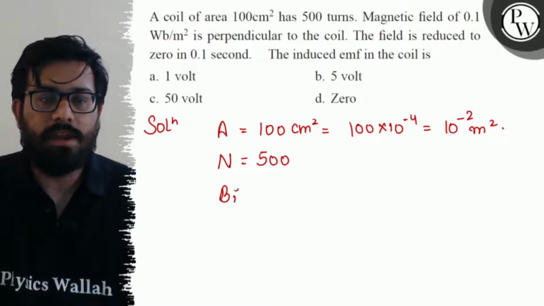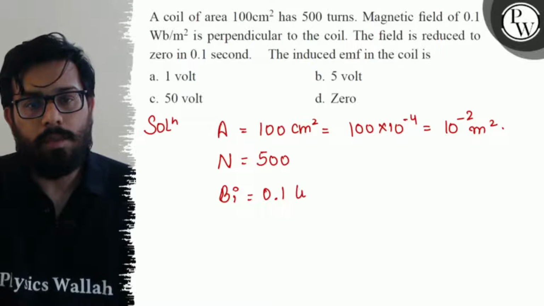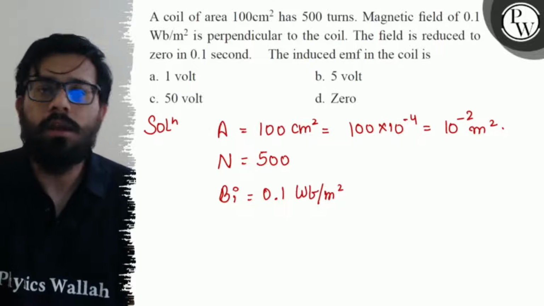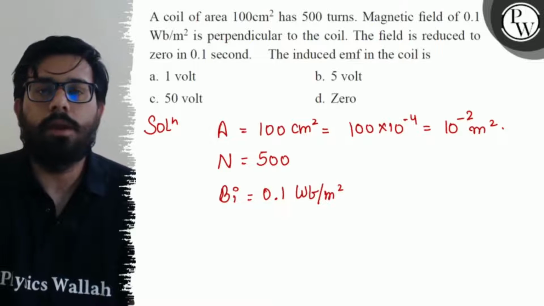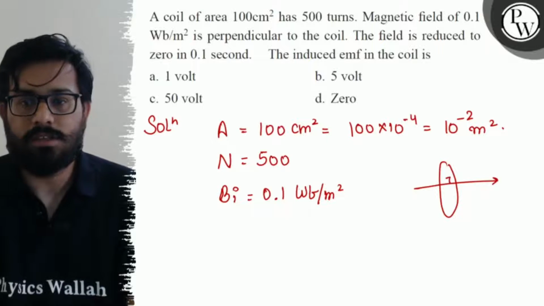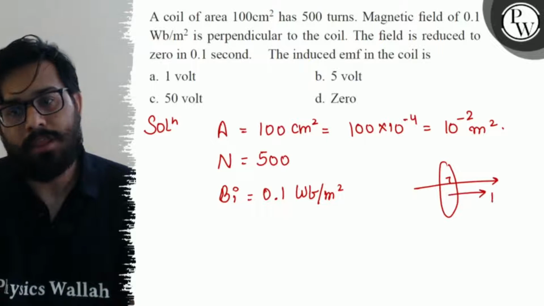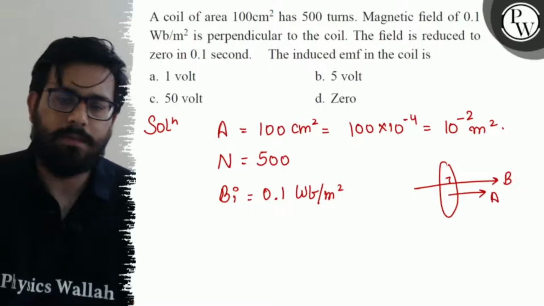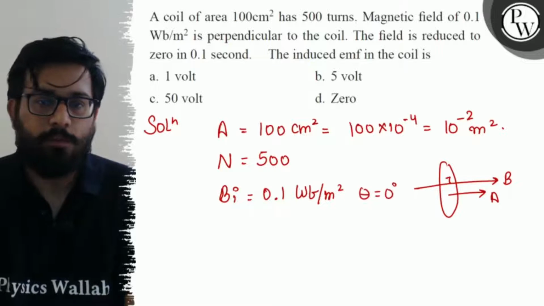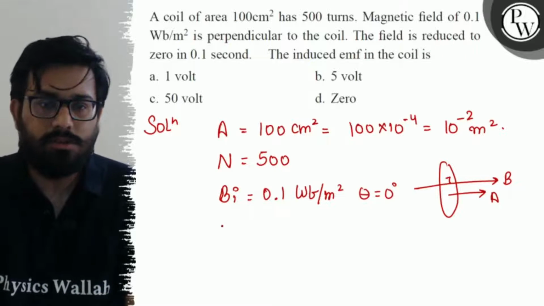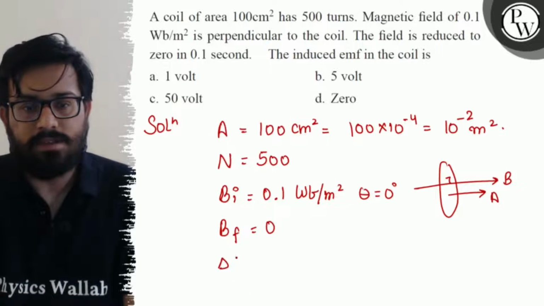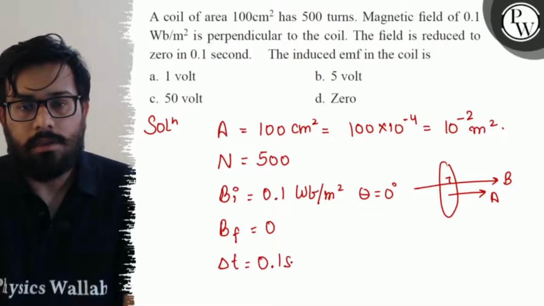So you have the initial magnetic field as 0.1 Weber per meter square, and the magnetic field is placed perpendicular to the coil. Suppose this is the coil, so the magnetic field will be like this. So this is perpendicular to the coil, so it is along the area vector as well. So magnetic field and area both are in the same direction. So initially the angle between magnetic field and area comes out to be 0. The field is now reducing to 0, so B final goes out to be 0, in the time interval of 0.1 second.